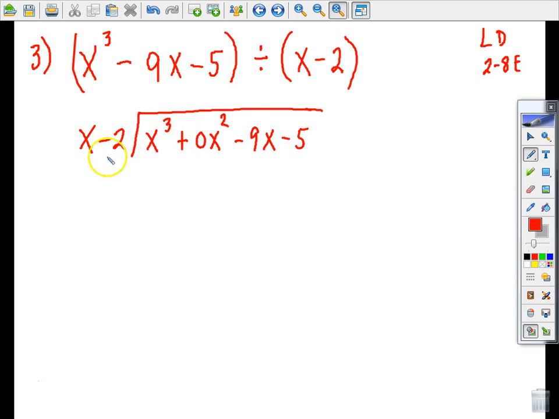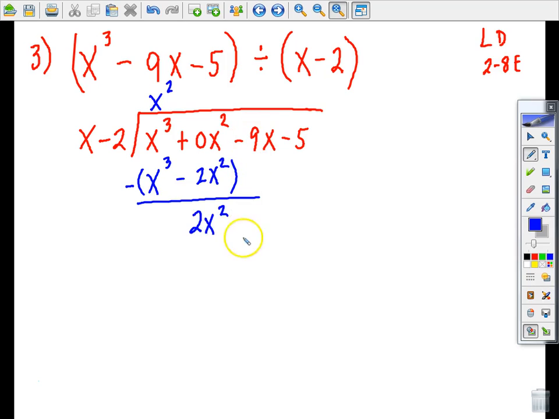Now the process is just like we showed you earlier. I'm dividing x into x cubed. That's x squared. Now multiply x squared times both, and subtract. Of course, that becomes 0 x cubed. And 0 minus negative 2 is the same thing as adding 2x squared. Bring down the next term.